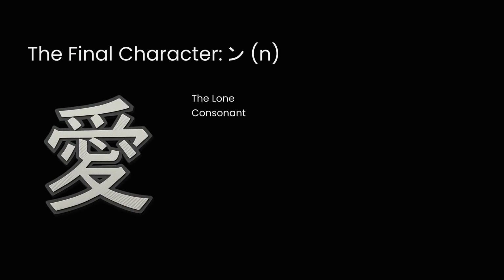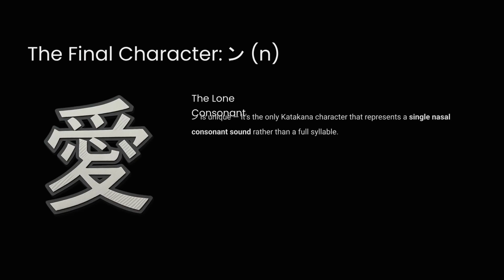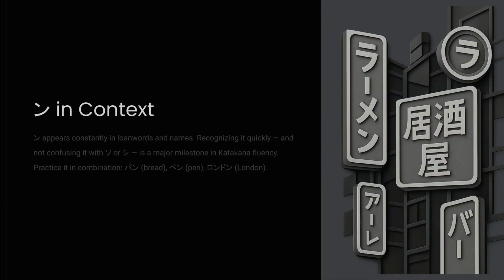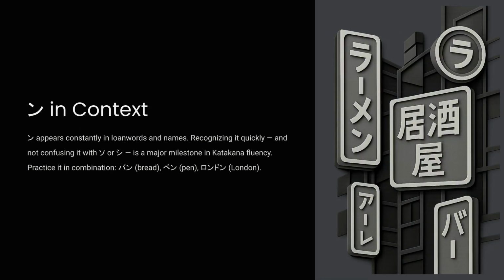It represents a single nasal consonant sound. It is commonly confused with so, and shi. N has strokes oriented vertically, like su, but only 2 strokes total. Remember that n looks like it is nodding down. It appears constantly in loanwords such as pan, bread, pen, and London. Quickly recognizing n without confusing it with so is a major milestone in achieving katakana fluency.